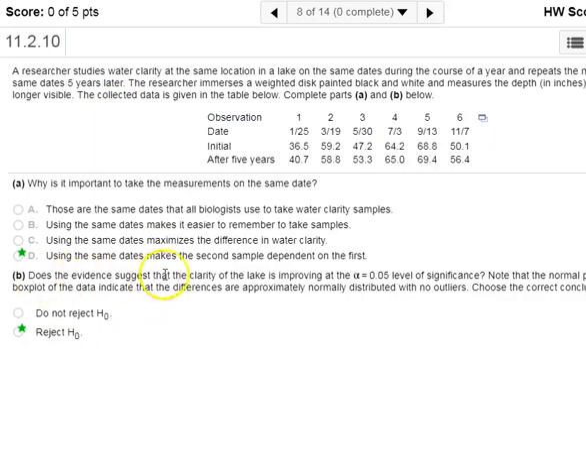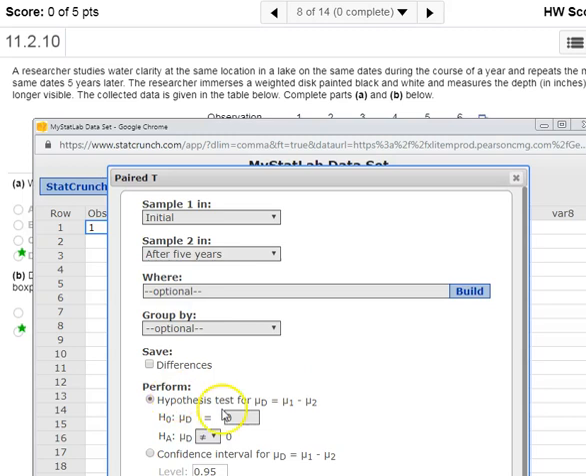So if we look at here, the researcher wants to know if the evidence suggests that the clarity of the lake is improving at this level of significance, 0.05. So our null is going to be equality, that there's no difference between the mean clarity in our water samples between the original year and 5 years later. So there's no difference, a difference of 0. So how would we show improvement?